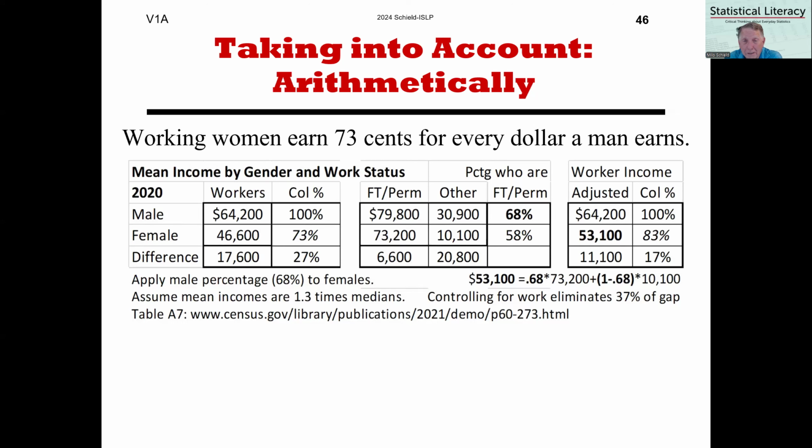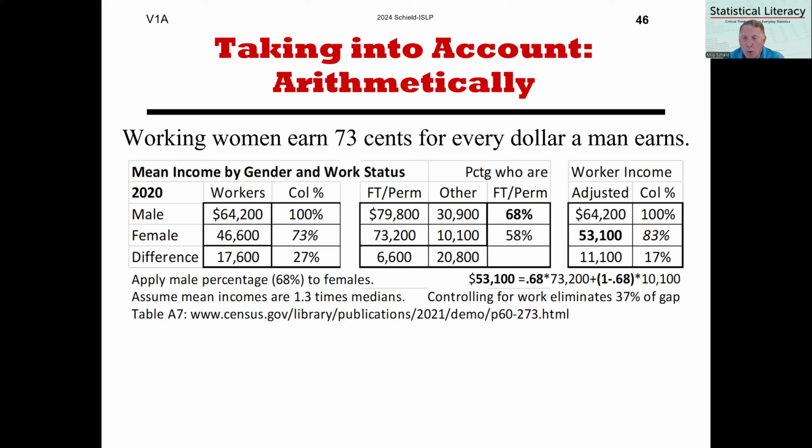How does this work out? Look at the right column in the center section. 68% of men work full-time permanent. 58% of women work full-time permanent. You see those numbers in the left column, 64 and 47K? That's a crude association. It doesn't take anything into account. If we wanted to take into account this difference, the simplest way is to give them both the same mixture.